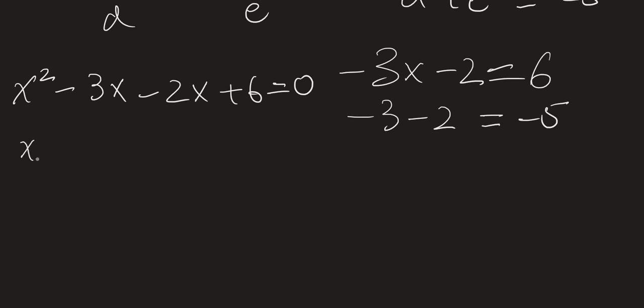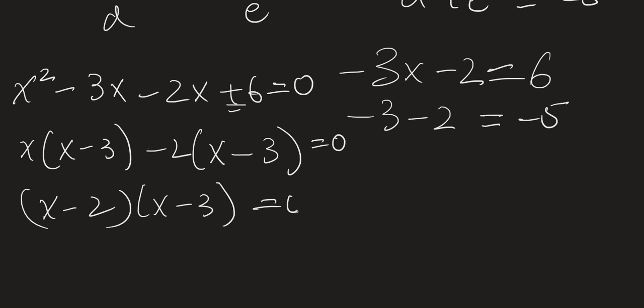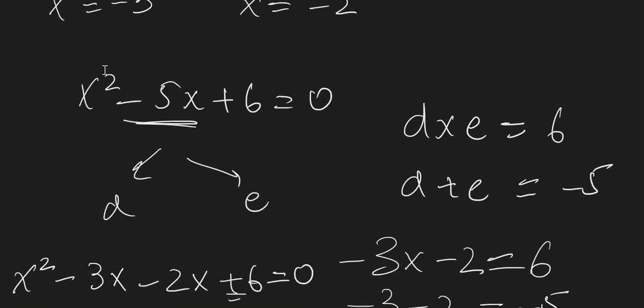From here we're going to take x common. From here we'll take minus 2 common. As we took minus 2 common, this sign will turn into minus as well. We're going to put this equal to 0, and then we're going to put this equal to 0. From here we're going to get x equals 2 and x equals 3. So now these two are the values that satisfy this quadratic equation.